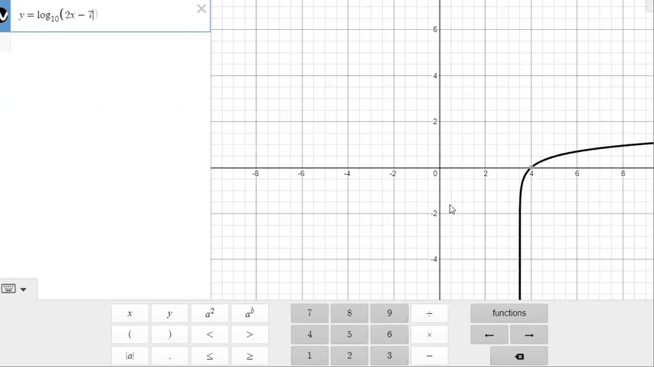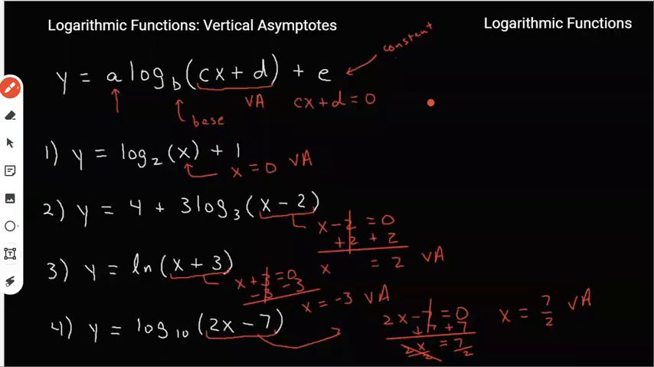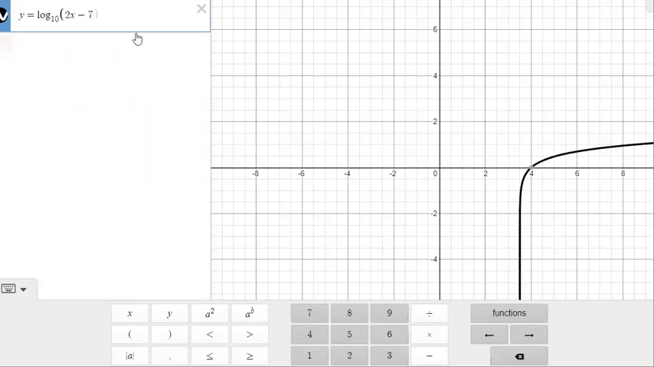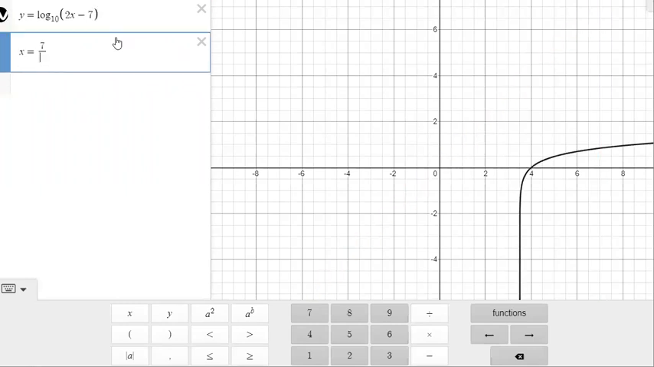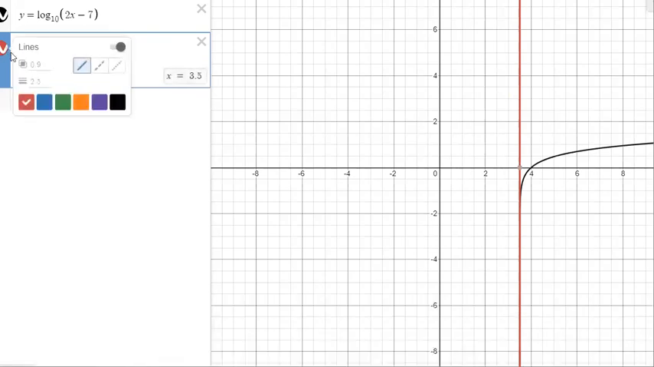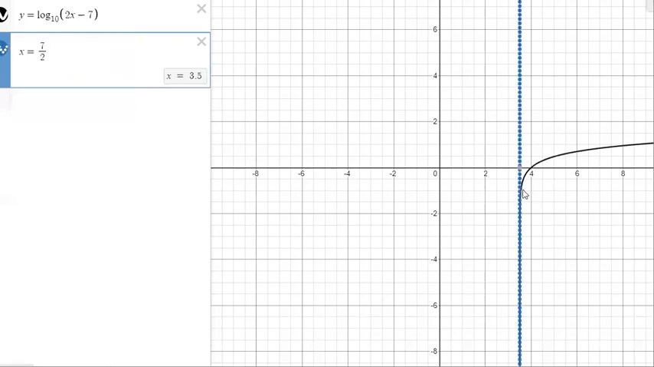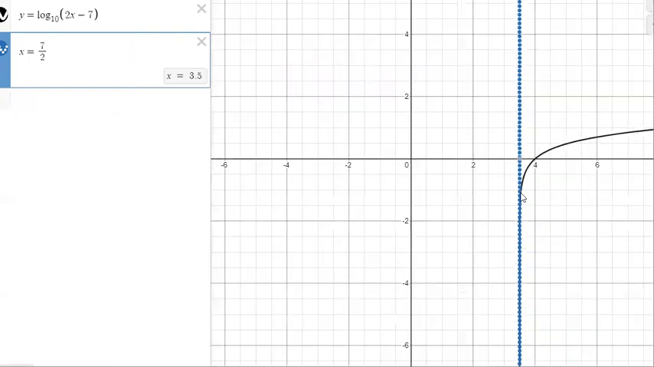Now the graph is going to show up on the screen. And where is the vertical asymptote? Well, we figured out that the vertical asymptote was at 7 over 2, or x equals 7 over 2. So that's what we're going to graph: x equals 7 over 2. And that's going to be that vertical asymptote. Whenever you have asymptotes, I like to make them dotted lines, so that way they won't be mistaken for anything else.